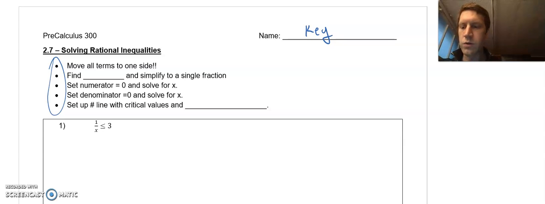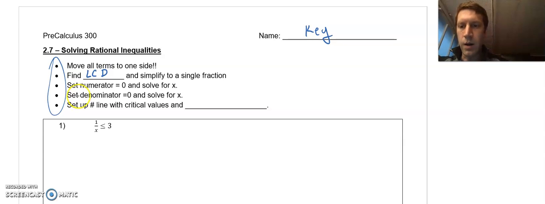If you remember from earlier in the week when we were solving rational equations, we had 3 options. But from an algebraic standpoint, if you're solving a rational inequality, you can only do it one way, and that's to get all the terms to one side. That's the first step. Second, find the lowest common denominator and get a single fraction. You need one fraction on the left side and then 0 on the right side.